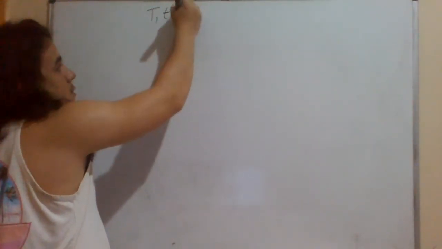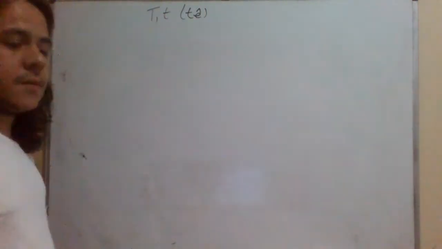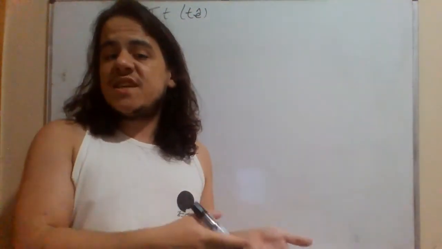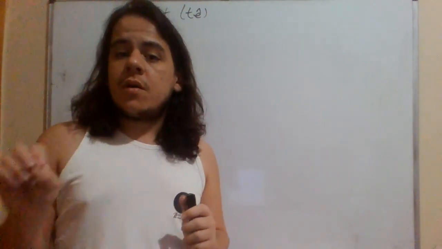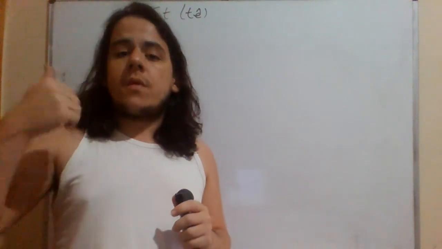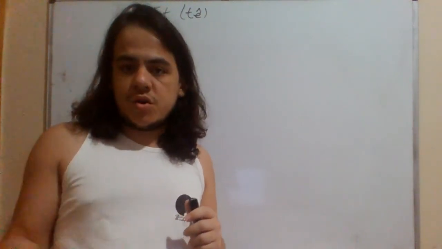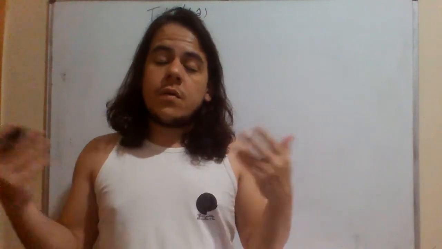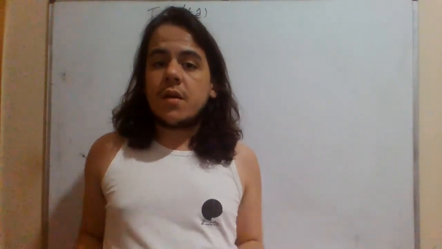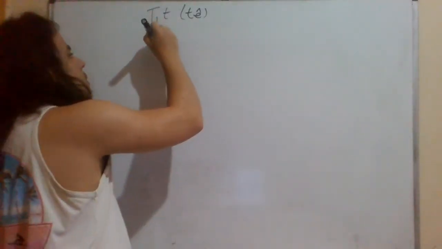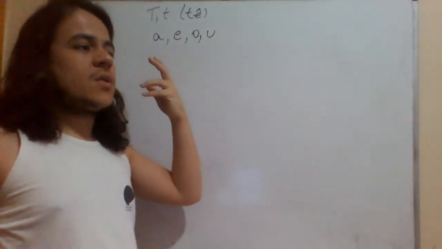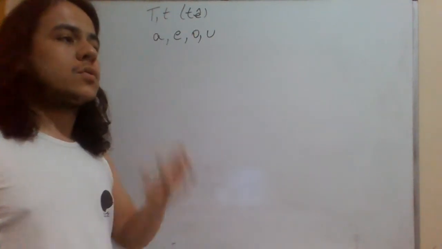Next letter, letter T. In Portuguese is T, letra T. Letra T will have the same problem as letter G. Remember, we have a sound when letter G comes before vowels A, E, O, and U, and we have a different sound when letter G comes before the vowel I. The same thing will happen with letter T. So before vowels A, E, O, and U, will have this sound of ta. Ta, te, to, tu.